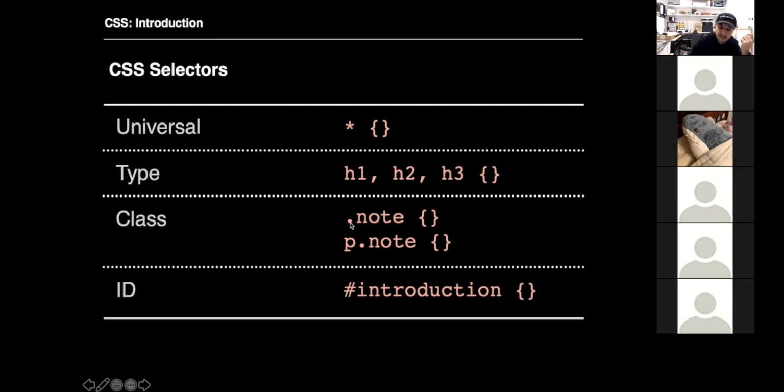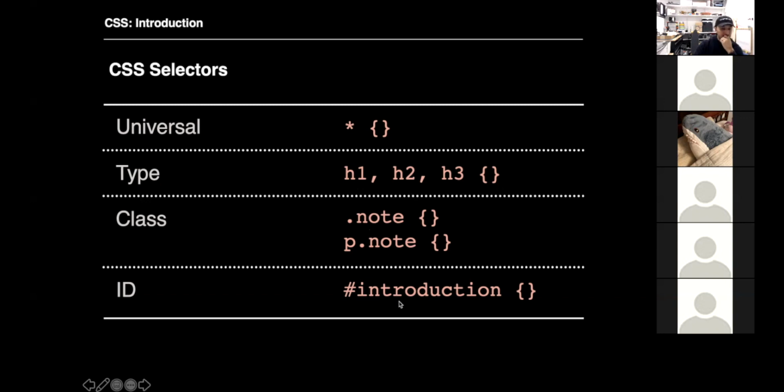And in CSS, the class is represented by a period in front of the name. So that's how you know it's a class. You can say any HTML element that has note attached to it. You can apply note to any kind of tag. It could be applied to a P, it could be applied to an H1, it could be applied to an LI. Then you could just leave it kind of open like that. But if you want this to specifically apply to P tags, then you say P dot and then the class name.